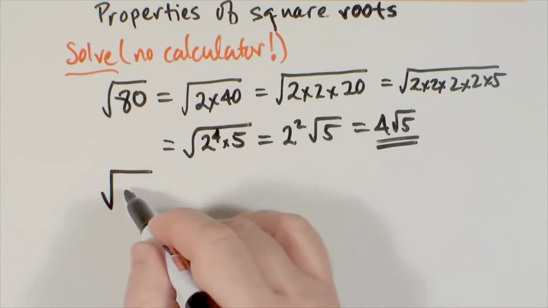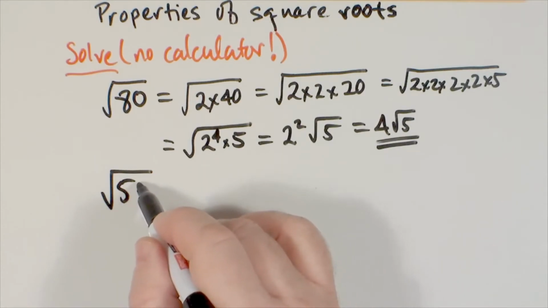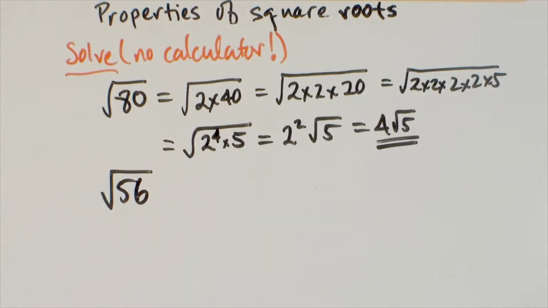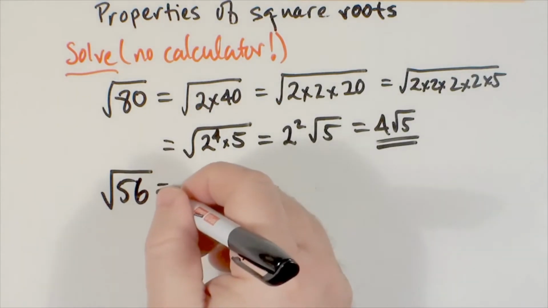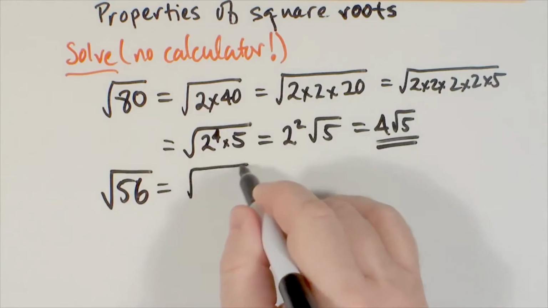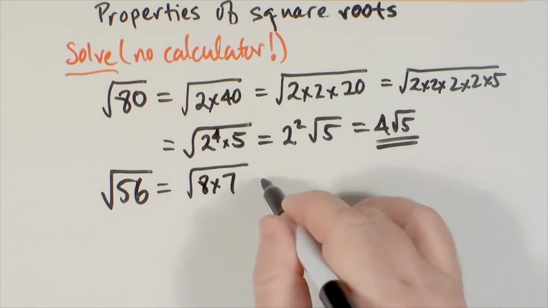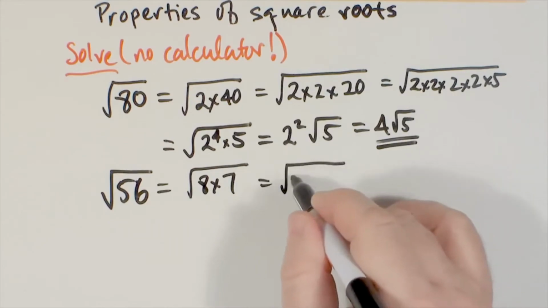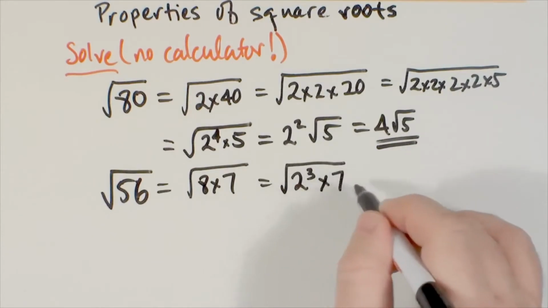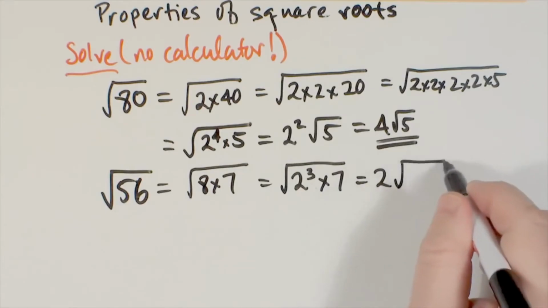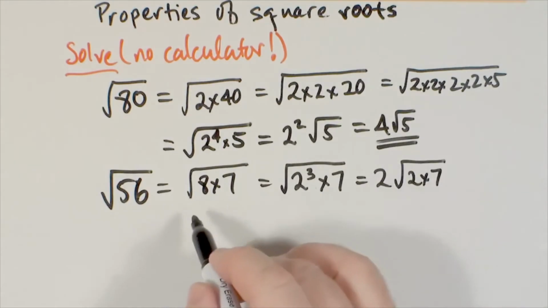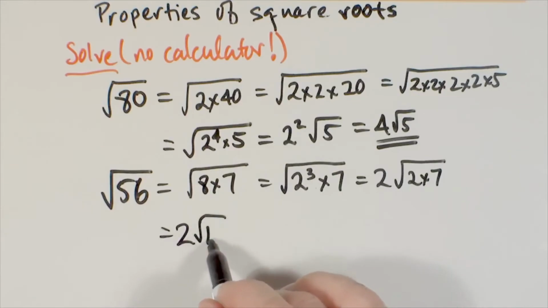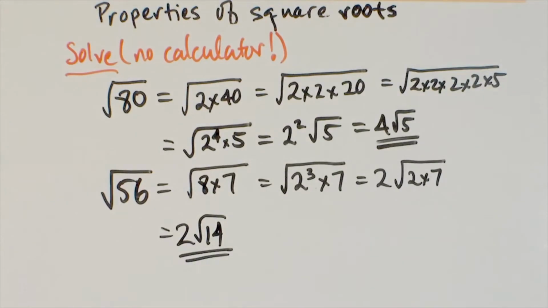Okay, next question. How about the square root of, say, 56? Once again, before you move on, just pause the video and write out your own answer. Okay, the square root of 56 is the square root of 8 times 7. And, well, we know 8 to be 2 cubed. 7 is prime. And a 2 can come outside. There's a 2 left underneath the surd. And that's 2 root 2 times 7, or 2 root 14, which is really the answer to square root 56.